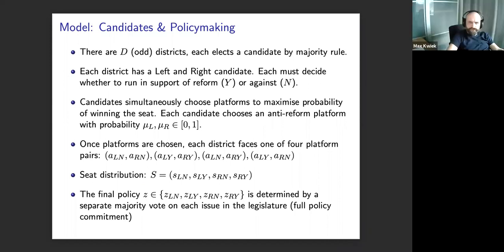But I have a question here. There's some asymmetry between the left-right choice, or not choice, because it's not a choice, and the yes-no choice. So left-right in every district, there is definitely a left and right party, but not for the other one. Why is this asymmetry? Is this for a technical reason, or?